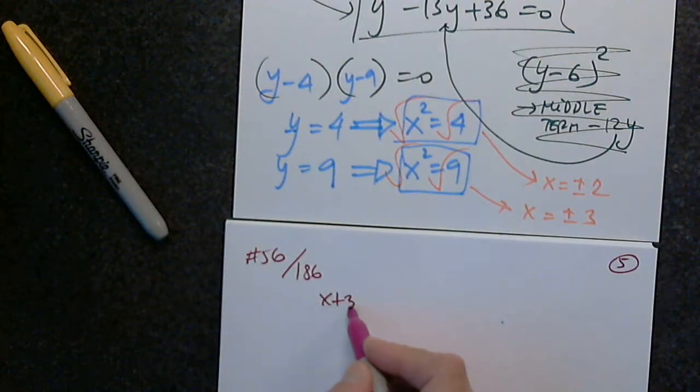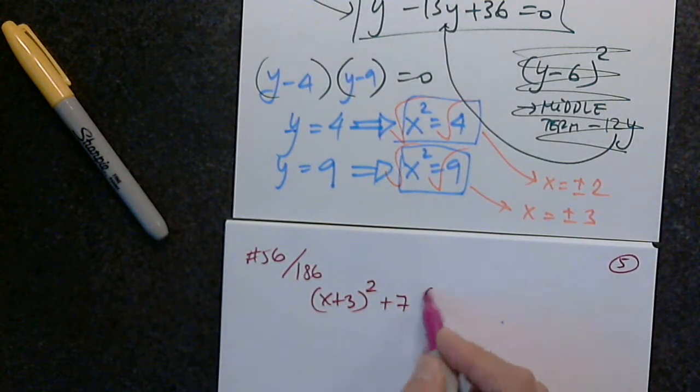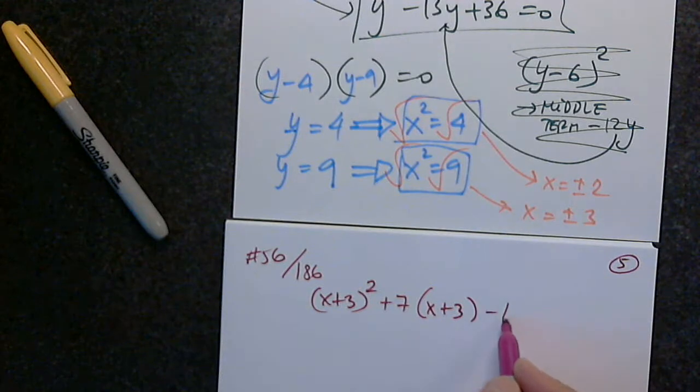So we have x plus 3, everything squared, plus 7 times x plus 3 minus 18 equals 0. What do you think about this one? What type of equation is it? If you say polynomial, I agree. If you say quadratic, I agree, because x plus 3 squared will have an x squared, right? If you say quadratic in form, I will also agree. So it fits 3 categories: polynomial, quadratic, and quadratic in form.